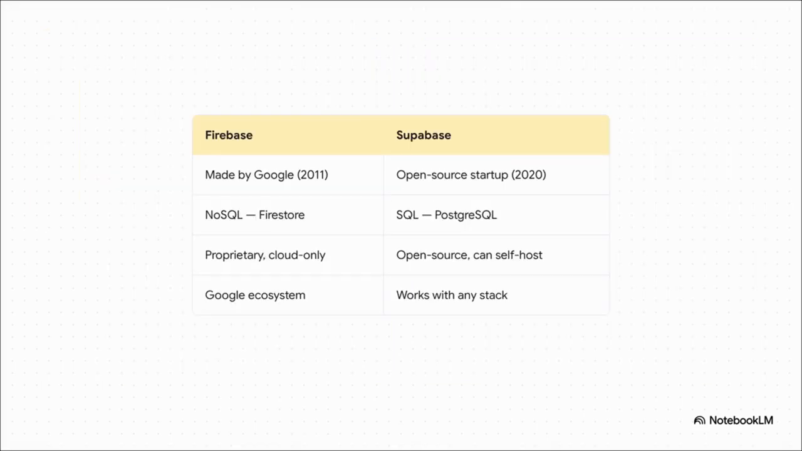So let's just break that down real quick. Firebase, that's Google's baby. It's proprietary, cloud-only, NoSQL, and it's been a major player for over a decade. Supabase, it's the new kid on the block. Open source, built on a real SQL database, and you could even host it yourself down the line if you wanted to. And trust me, this isn't just some techie detail. It fundamentally changes how you're going to build your app.